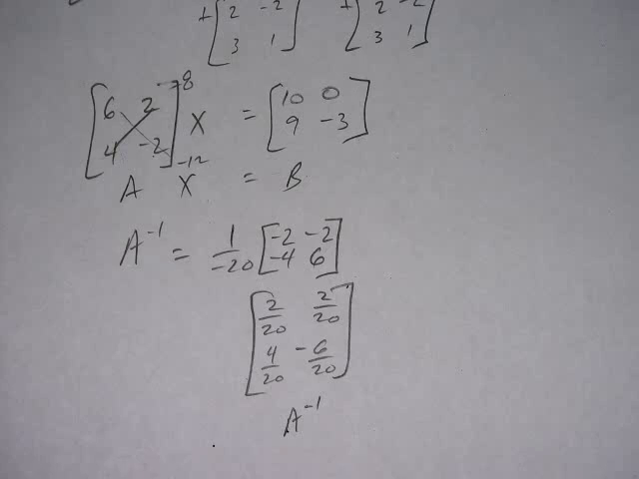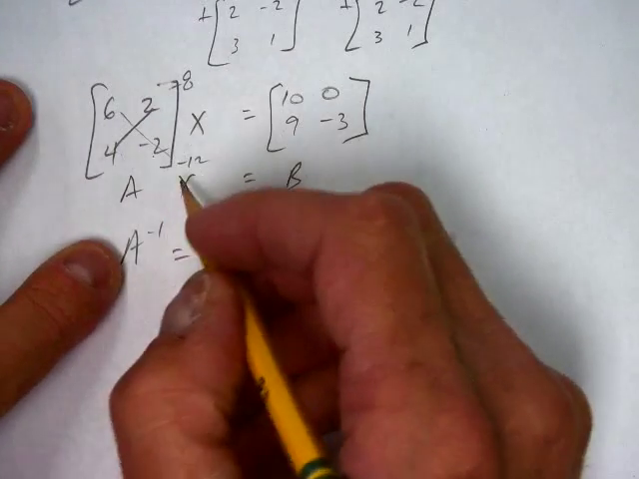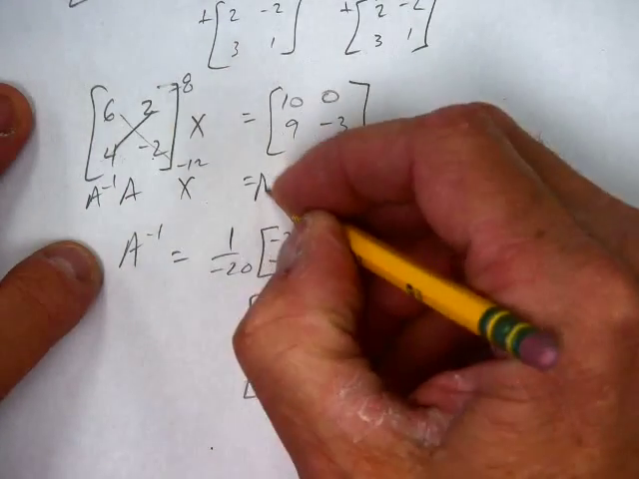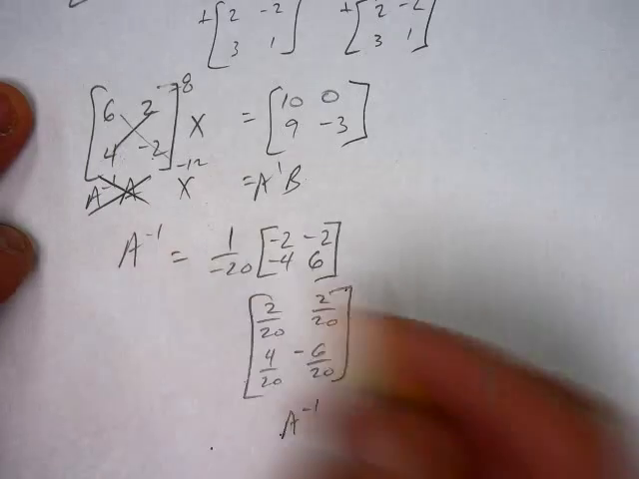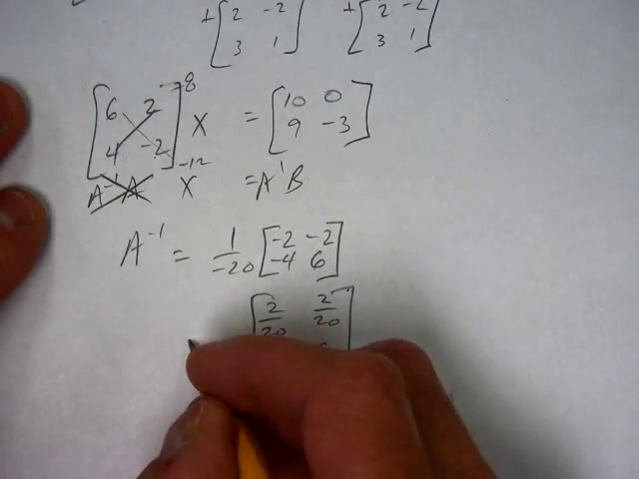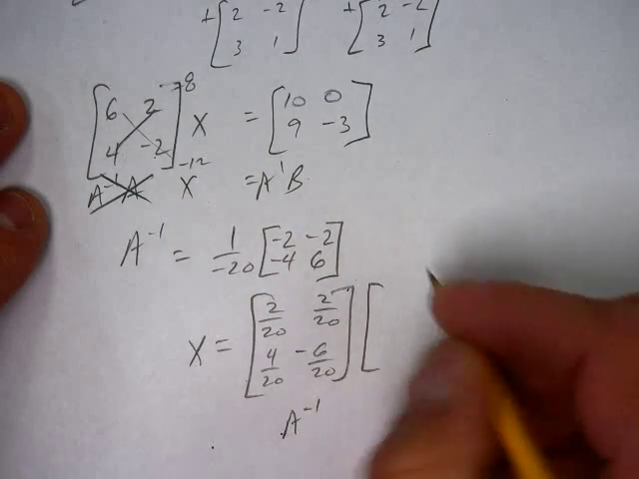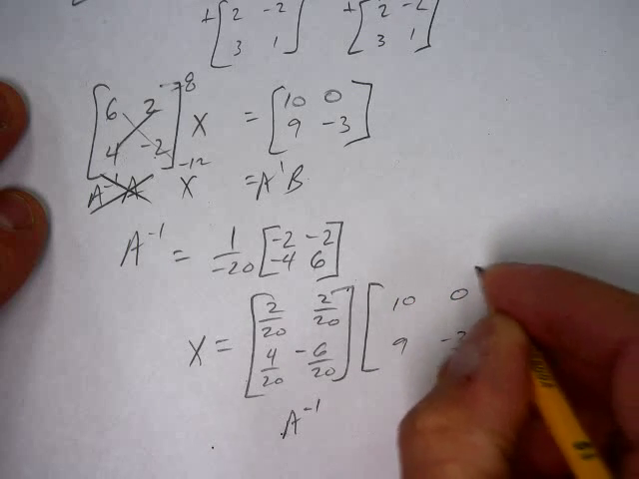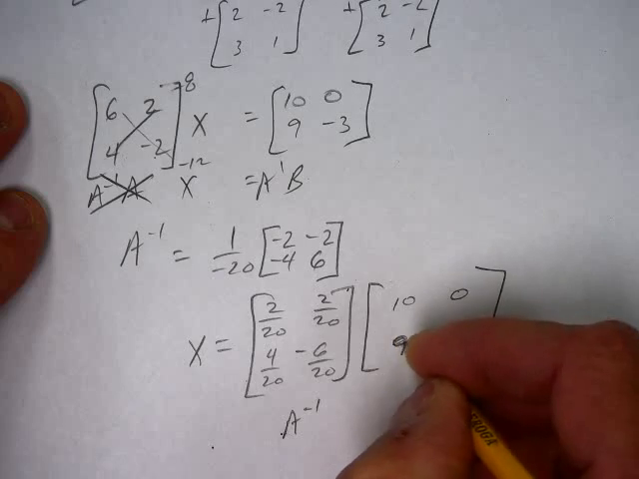So what do we got to do with that? Times it by B. Because if we go back up here, we're going to have to multiply this by the inverse on this side, this by the inverse on this side. Those wipe it out, and I just get my X equals. So I get X equals this times 10, 0, 9, negative 3. Okay, go.